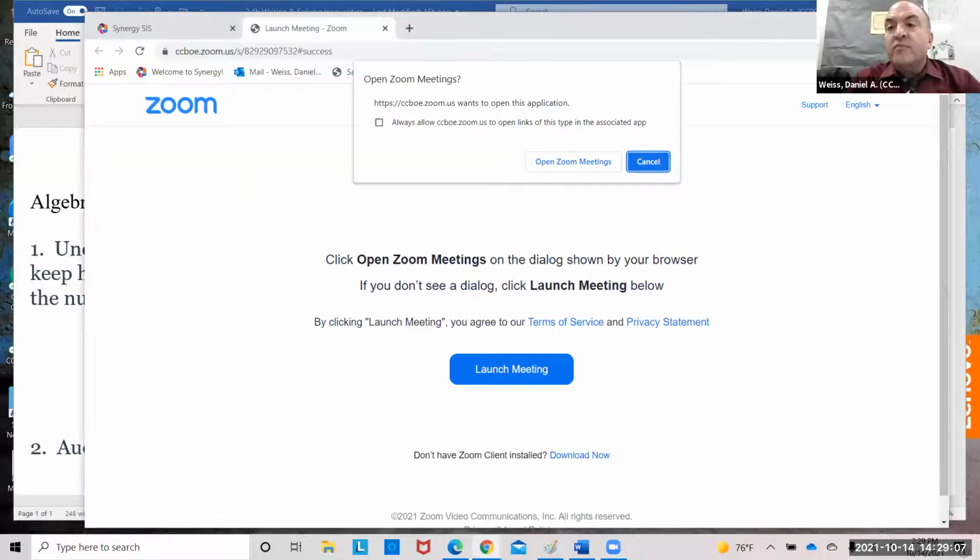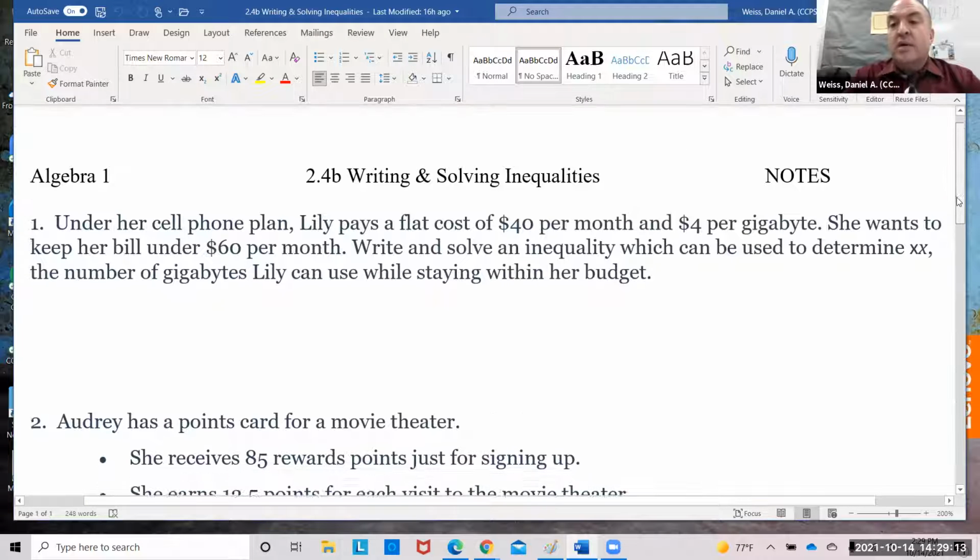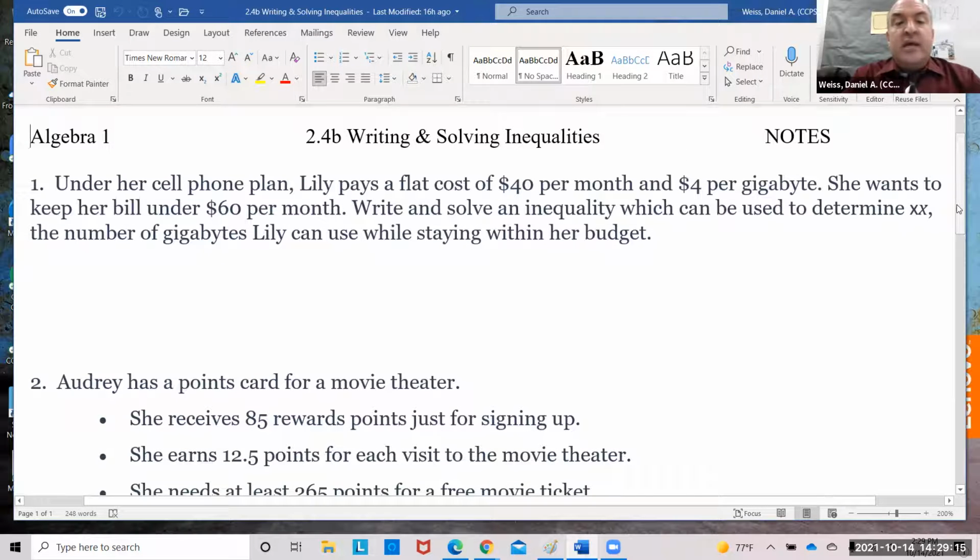All right, today we are going to do writing and solving inequalities. Okay, so here's how it works.